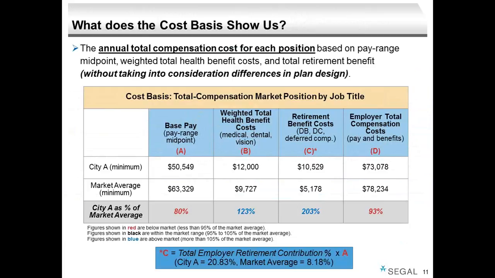So what you'll see is for City A, what the midpoint pay range for base pay is. The $12,000 you may remember from the health and welfare slide is the annual cost of benefits there. The retirement cost is calculated based upon the 20.83% total contribution cost we said that City A showed, so that's $10,529, simply a mathematical calculation against the base pay of $50,549.